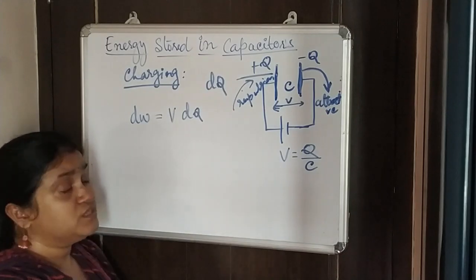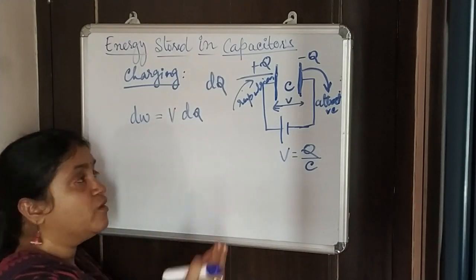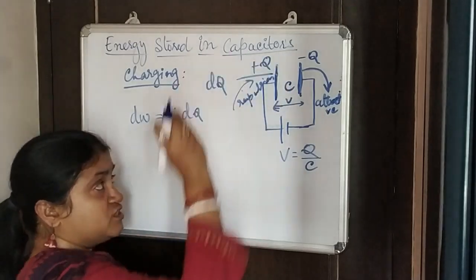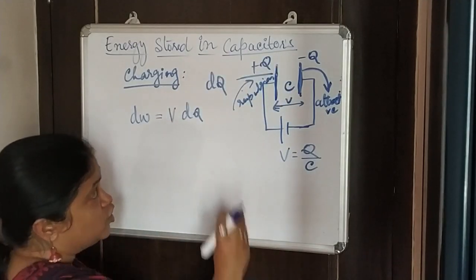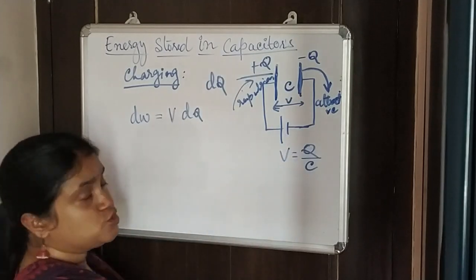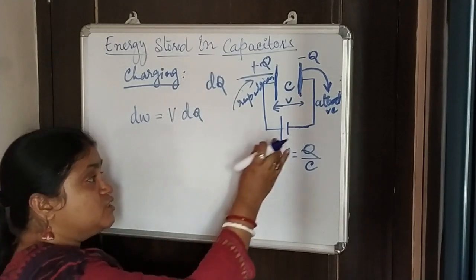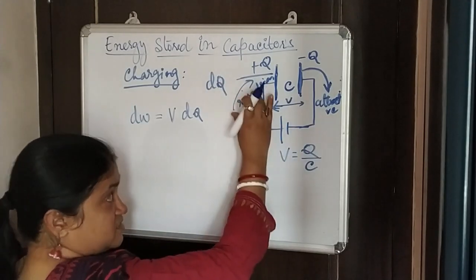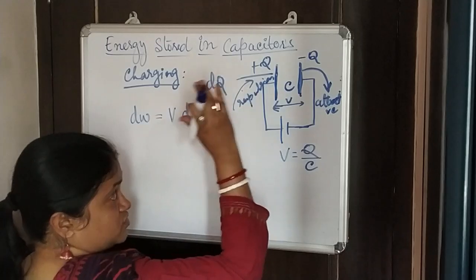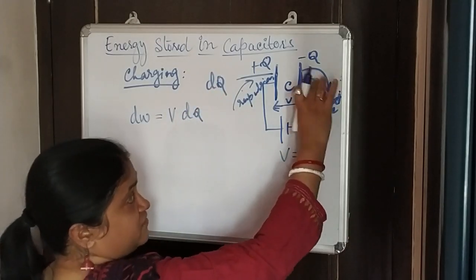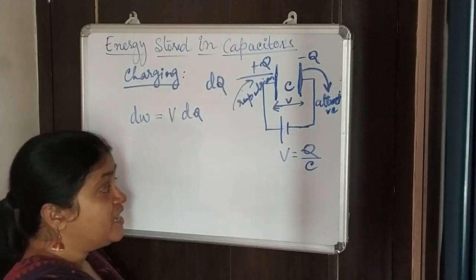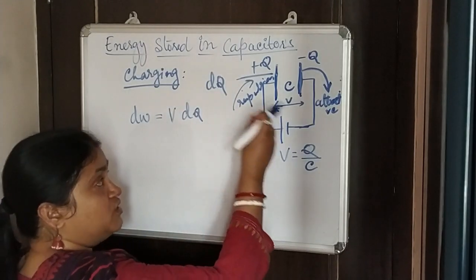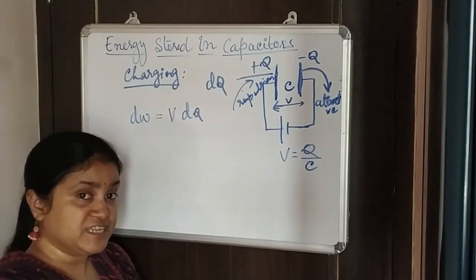Now if we think of a small amount of charge dQ being stored in the capacitor, it means that to store it, the battery has to do certain work. This work is against the repulsion force at the positive plate, and against the attractive force at the negative plate. And this work is what is getting stored as the potential energy.